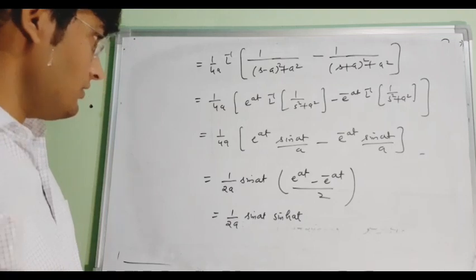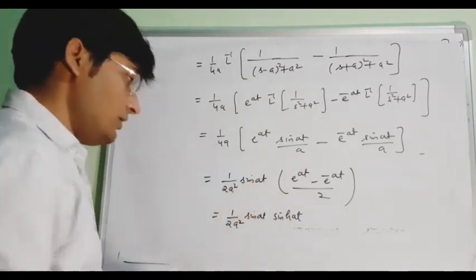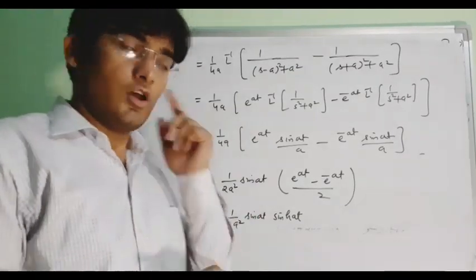Yes, here is a mistake. This a will come outside, so this will be a square. So this is all about the partial fraction lecture.